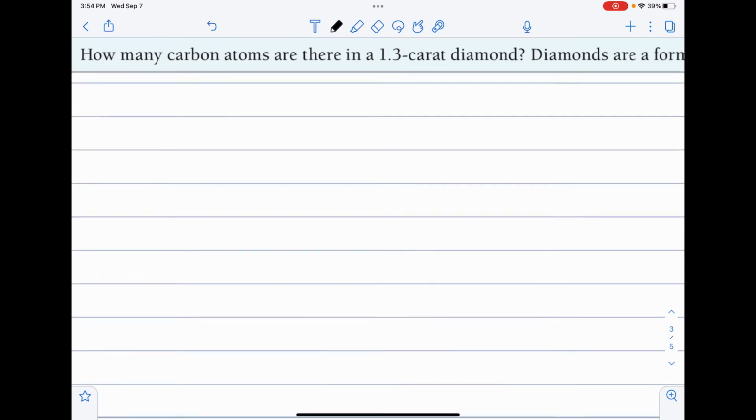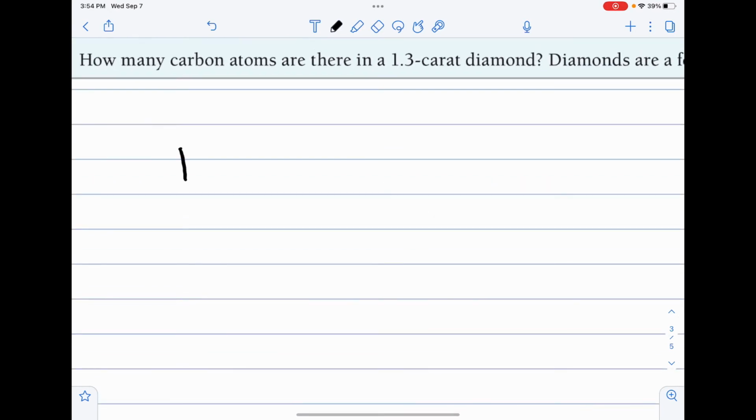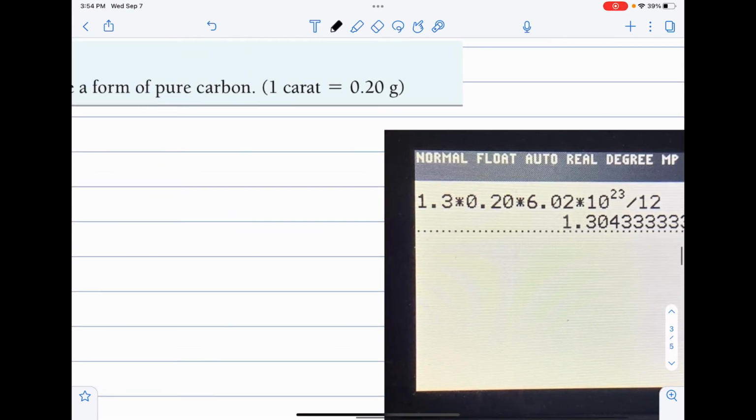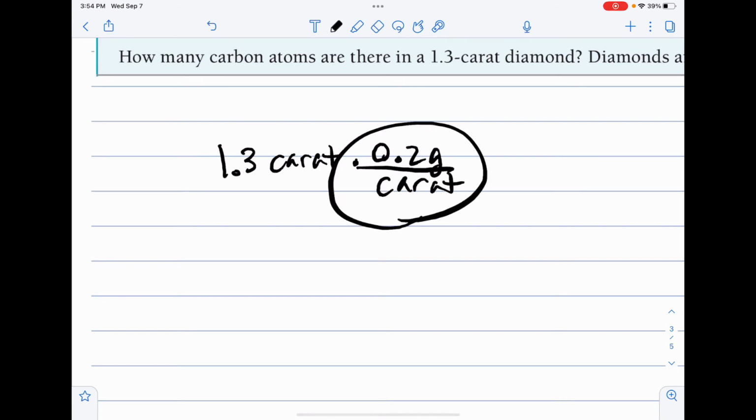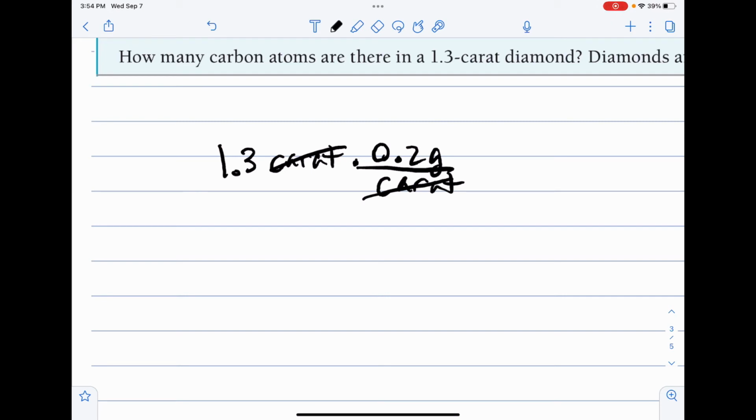So we can take 1.3 carat and we can multiply by the conversion factor 0.2 grams per carat. And I did it this way, and I didn't flip it because now we have our carat and carat cancel out and we get grams on the top. So now we are working with a number that is grams.